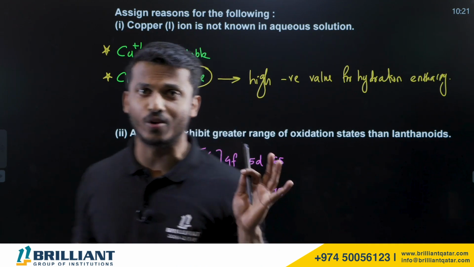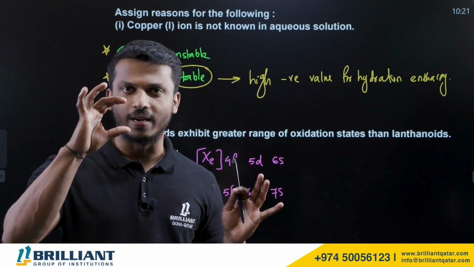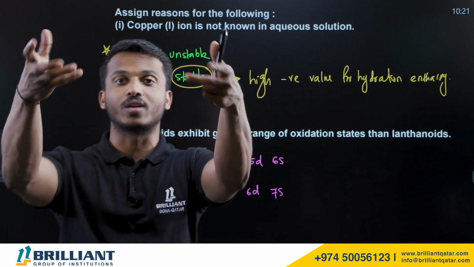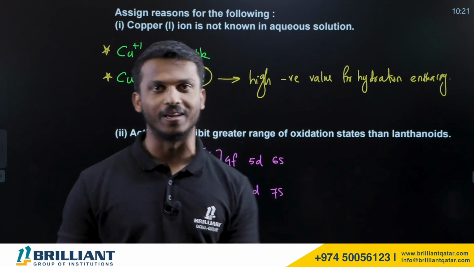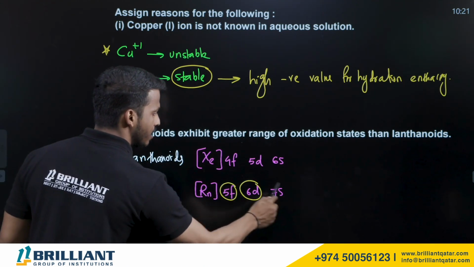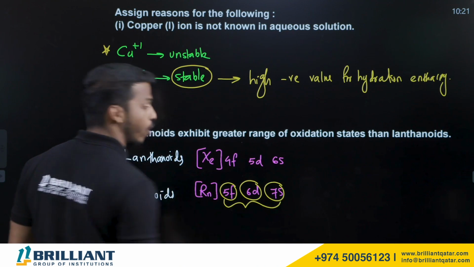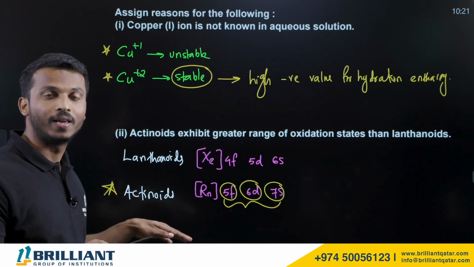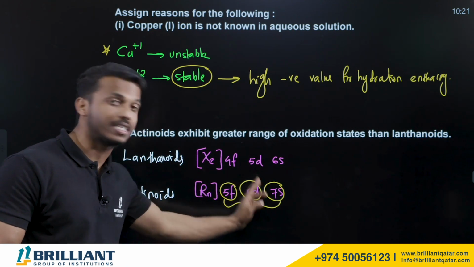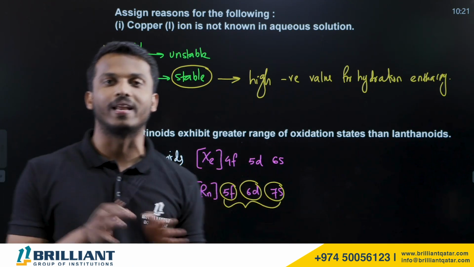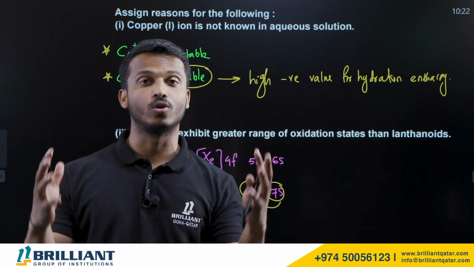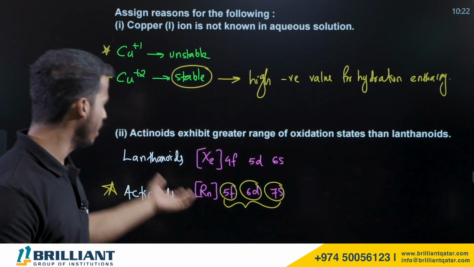What is the reason we studied? Do you remember? The (n-1)d orbital and ns orbital have almost similar energy, so those electrons can take part in bonding. The same thing here. In actinoids, the outermost 5f, 6d, 7s orbitals have almost similar energy, so those electrons can take part in bonding. Therefore, they show variable oxidation states.